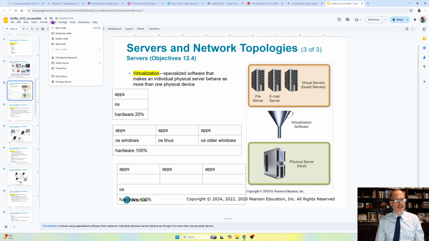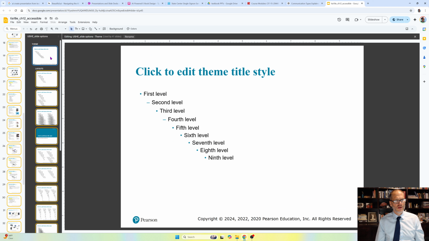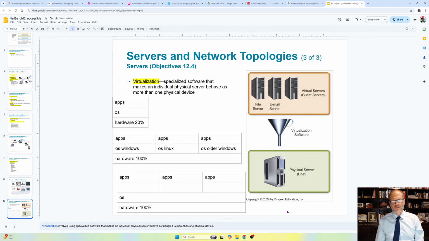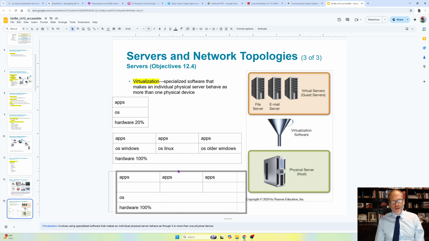I have to go up to Slide, Edit Theme, go to this one, and get rid of that. Come on. Go on. Go on. Boop. Get rid of that. All right. And then close that. It should be gone. There we go. Perfect.